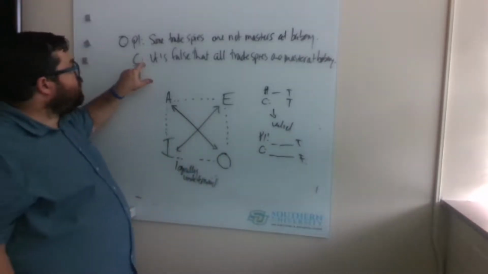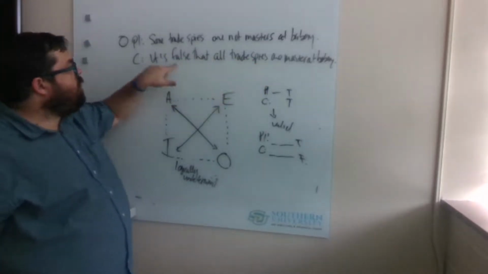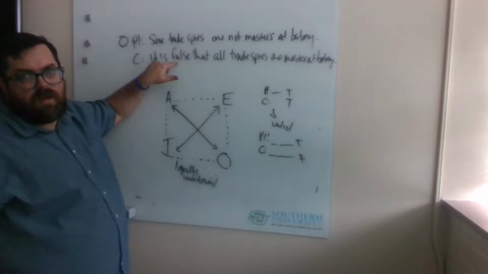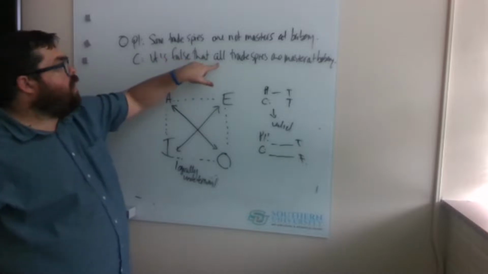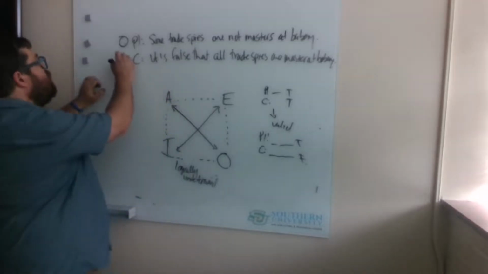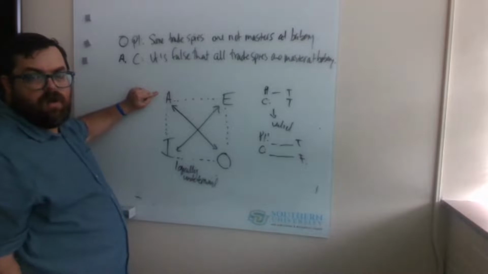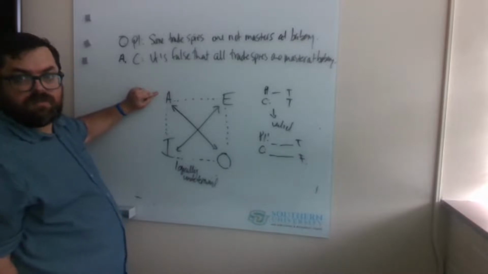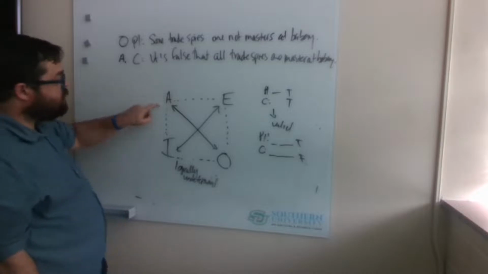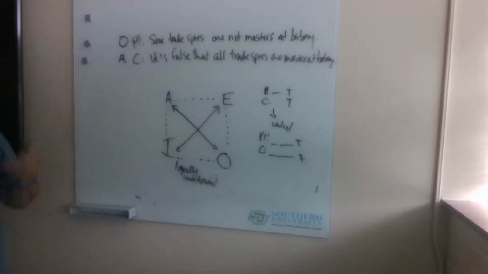So we have, it's false that all trade spies are masters at bribery. Now we have this, it's false that. This is going to tell me the value of what proposition? This is an A proposition. So the question is, do A and O stand in relationship of contradiction with each other? Pause to consider. Yes, they do. Given that there's a contradictory relationship, I can actually test for validity here.